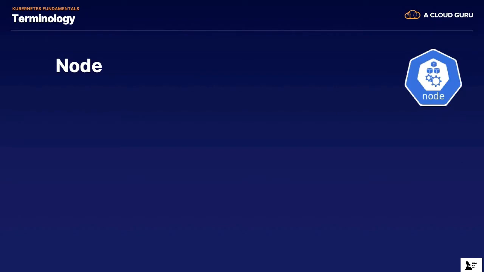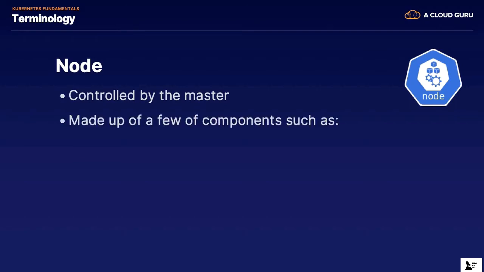And then we have nodes, and we've talked a little bit about nodes already, but nodes are controlled by the master. It's these nodes, or worker nodes as I like to call them, that are made up of a few components such as the kubelet, which is essentially a Kubernetes agent, so it can communicate and work with the master node via the API server, the kube-proxy, which is a network proxy that runs on each node, and then the pods themselves, which are essentially wrappers around your containerized workloads.